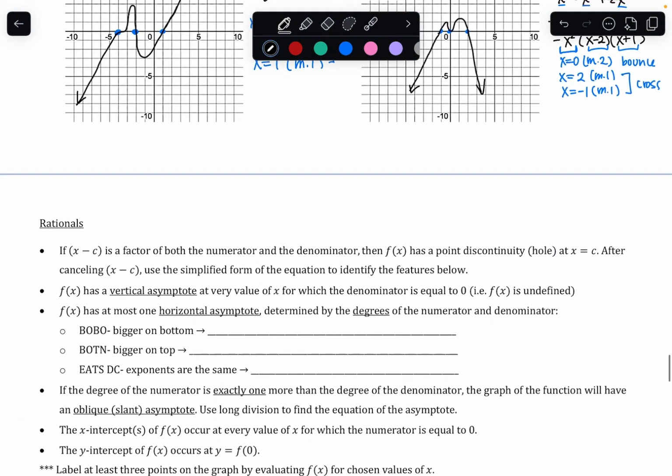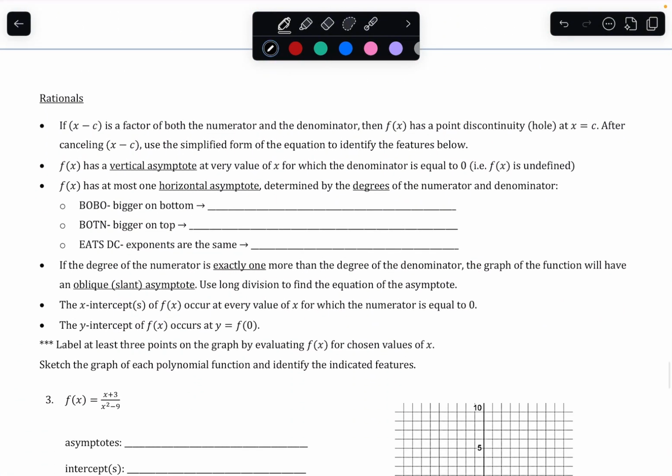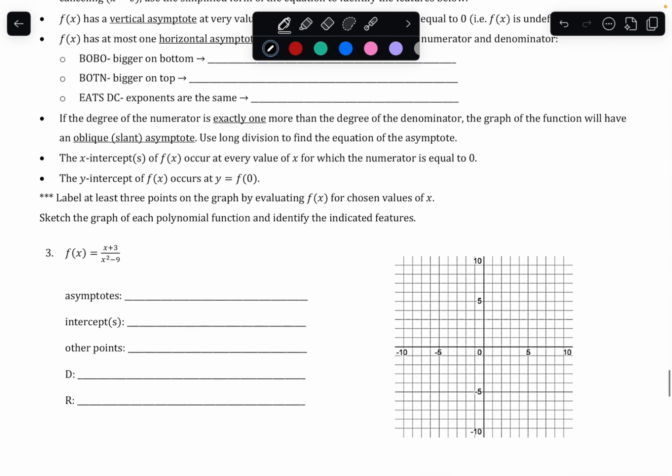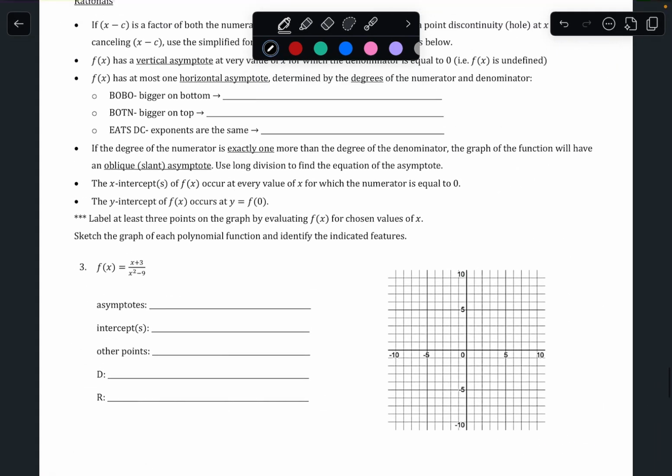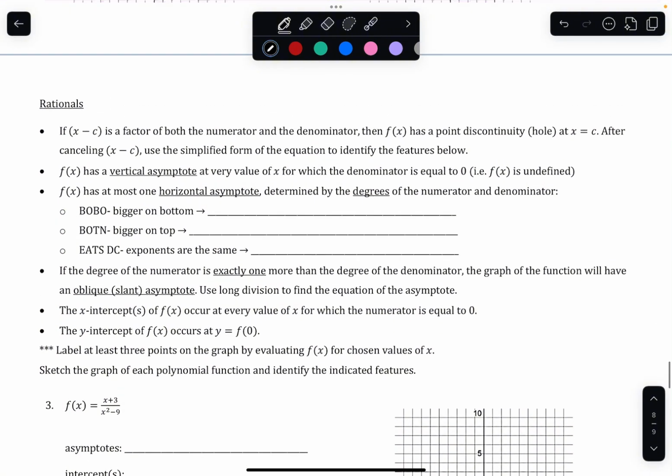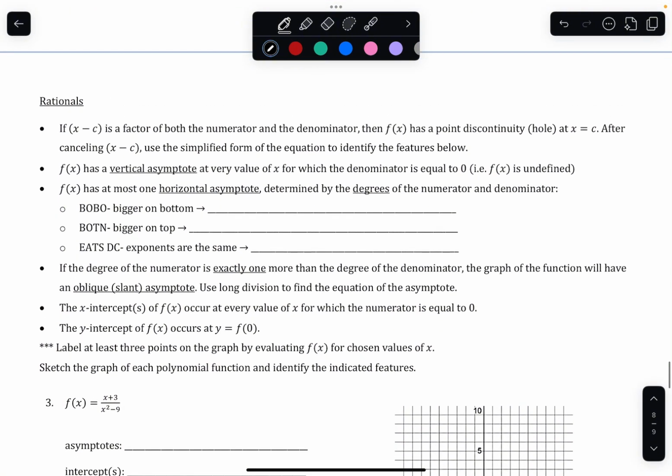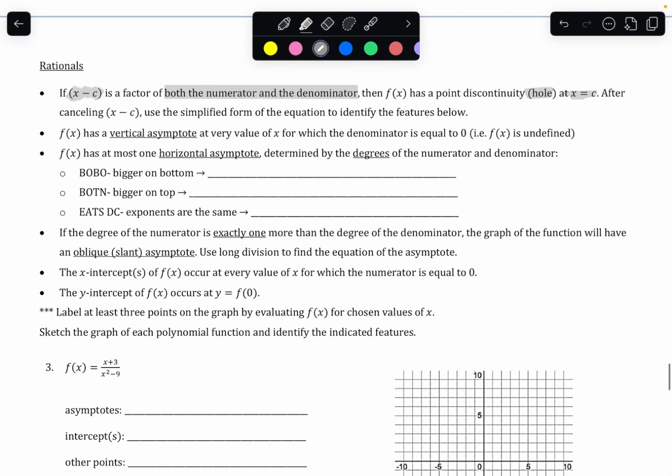Okay, next we're going to review rational functions. When you're dealing with rational functions that have numerators and denominators, you want to factor both the numerator and the denominator. If you have a common factor in both the numerator and denominator, x minus c, you know there is going to be a hole at whatever x value makes that equal to 0.